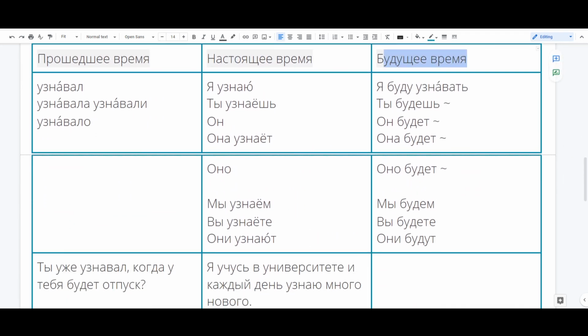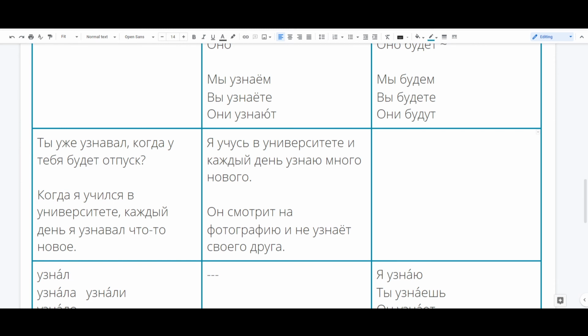Alright. Будущее время, future tense. Я буду узнавать, etc. For example, я позвоню тебе, когда буду узнавать результаты теста. I will call you when I will be finding out the results of the test. So it suggests that this finding out results won't be an immediate action. It will take some time. And during this process, I will call.